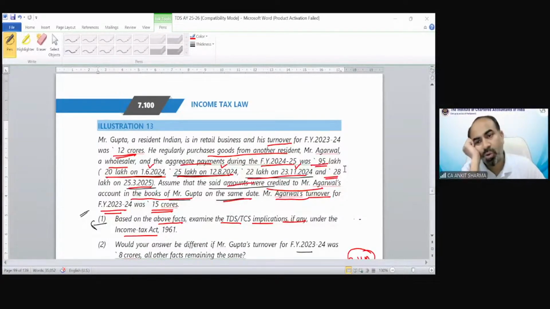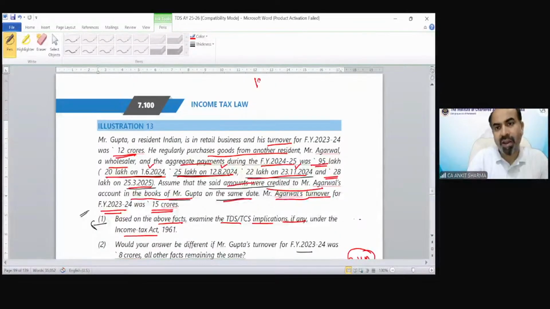Priya is asking why 206C1H. Priya, because the amount is exceeding 50 lakh rupees. 206C1H is also for goods if the transaction value is more than 50 lakh. But who will deduct TDS, TCS, that's a different thing. But the transaction has the characteristics for both sections. Anubhav is also saying correct. Sahil, 194Q. Mohammed Farhan is saying absolutely correct. Well done.